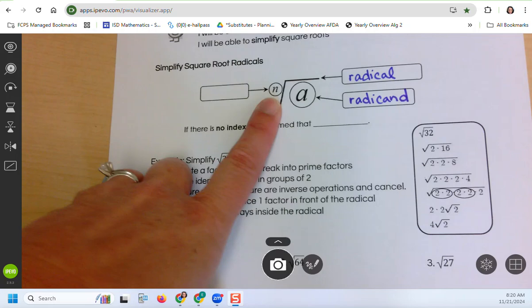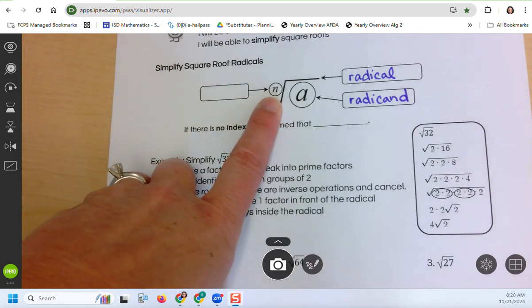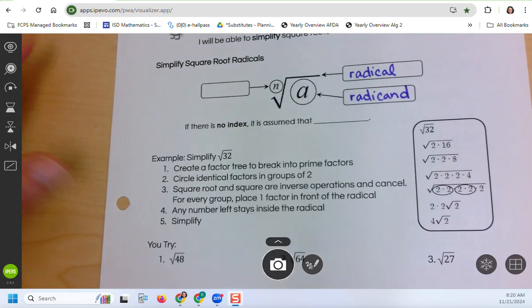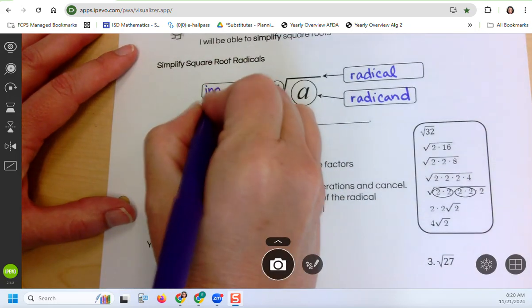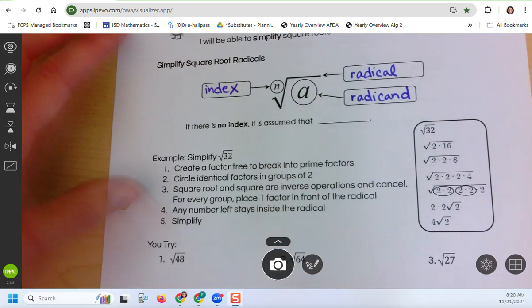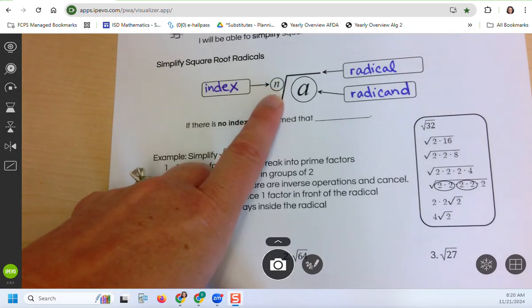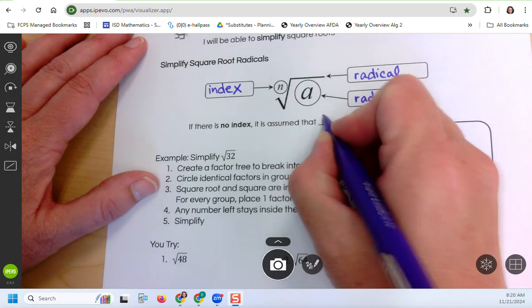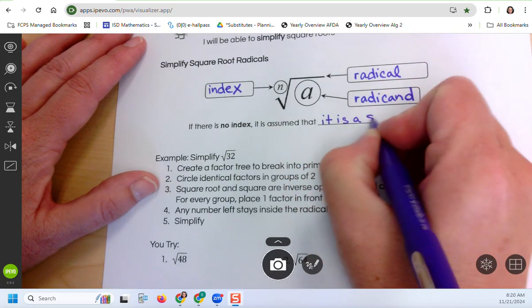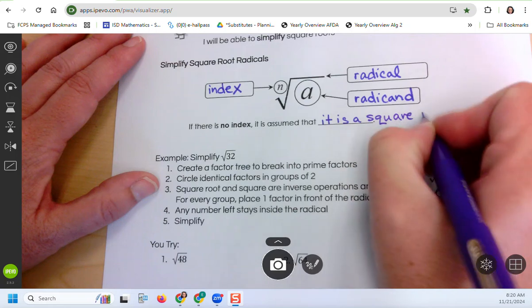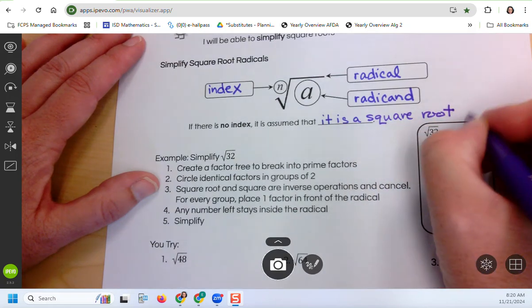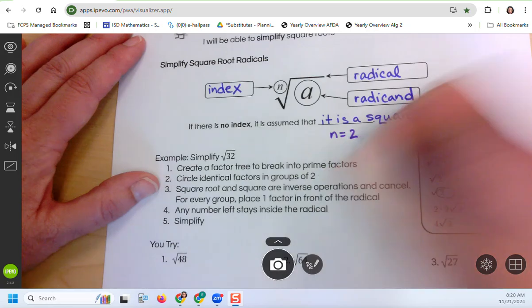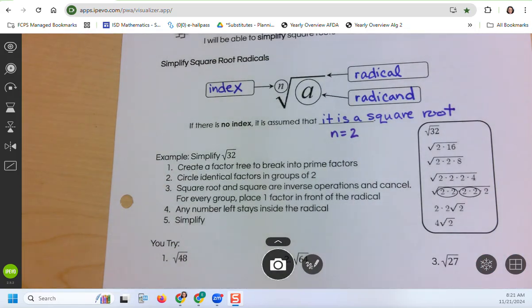And you may have seen a cube root before. So the cube root has a 3 here. This is called the index, this little number. Now when we do a square root, we don't see an index in it. They don't put a 2 for a square root. So when there's no index, then it's assumed that it is a square root, which means n equals 2. All right, so that's just vocabulary.